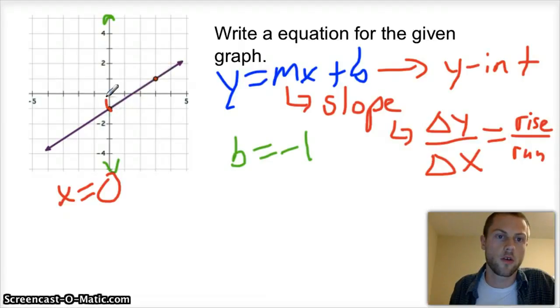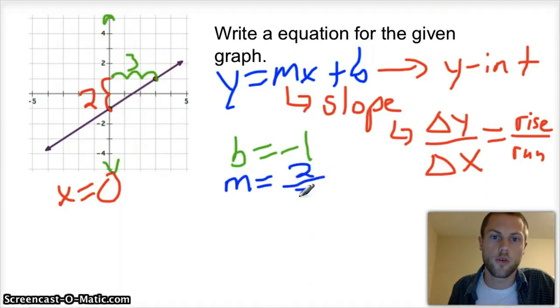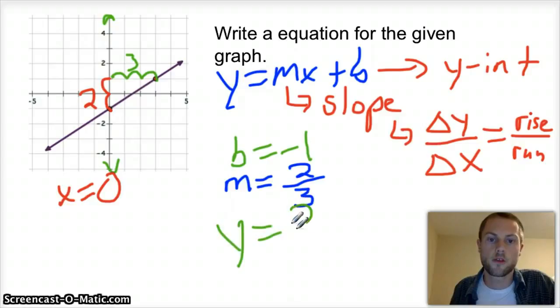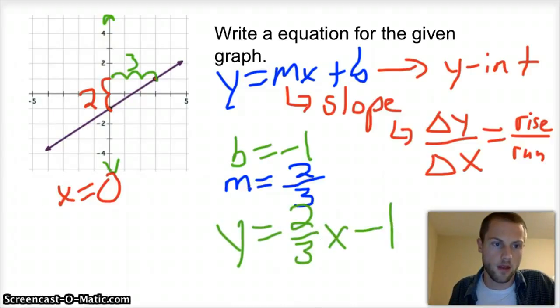So I've got 1, 2 is my rise, and my run is 1, 2, 3. So that means that my slope, my m, is going to equal 2/3. I went up 2 and to the right 3. Those are both positive movements, so this is going to be a positive 2/3. Put it all together and you're going to get an equation: y equals 2/3 x minus 1. And there you have it.